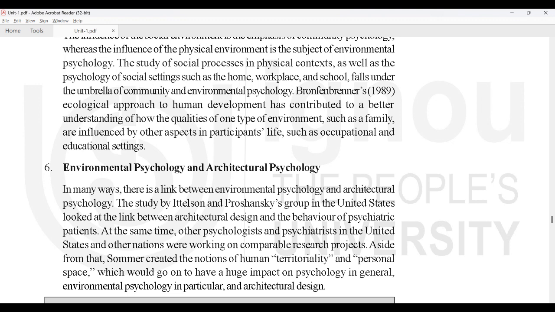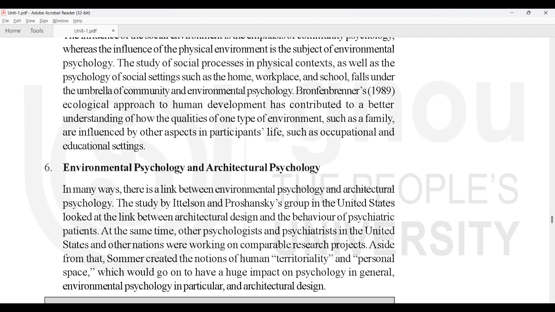Bronfenbrenner's ecological approach to human development has contributed to a better understanding of how the qualities of one type of environment, such as a family, are influenced by other aspects in participants' life, such as occupational and educational settings.